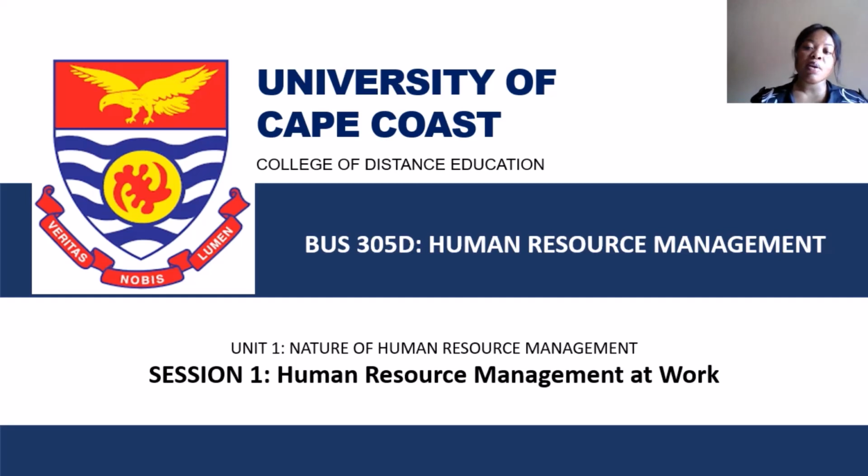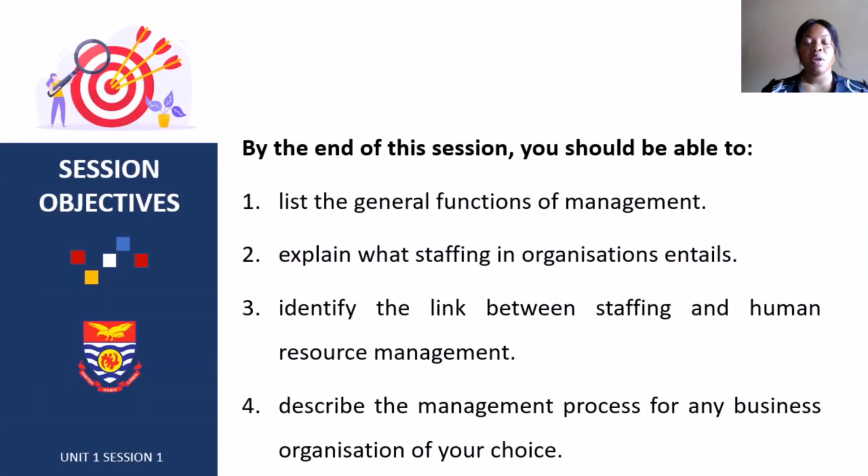Section 1 of Unit 1 is human resource management at work. After the end of this session, you should be able to list the general functions of management, explain what staffing in organizations entails, identify the link between staffing and human resource management, and describe the management process for any business organization of your choice.